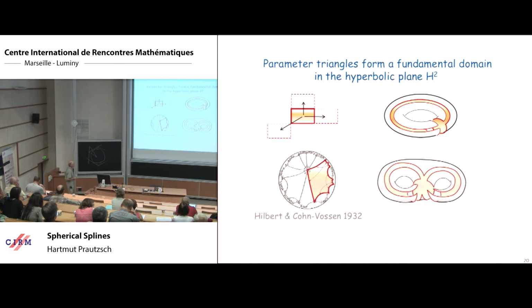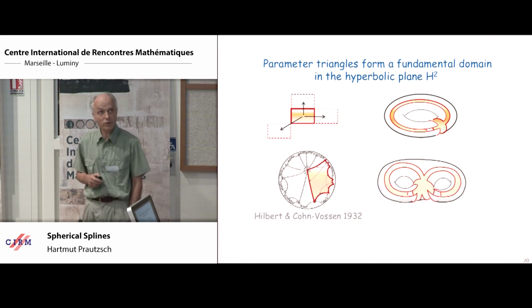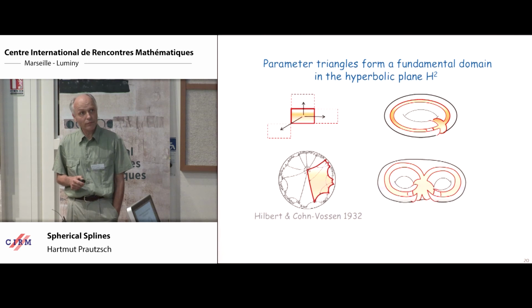fairly simple. And having these transition maps means we have parameter triangles in the parameter domain. And here I depicted it. They live in the hyperbolic plane in general. For the torus, they live in an affine plane, and for a sphere in the elliptic plane. These are the exceptions. But otherwise, they live in the hyperbolic plane.